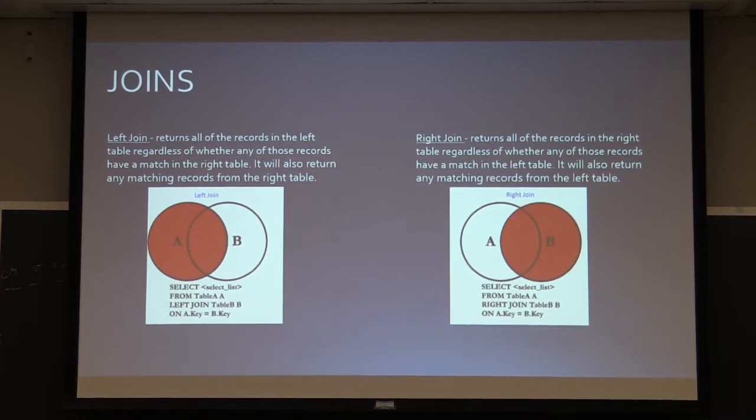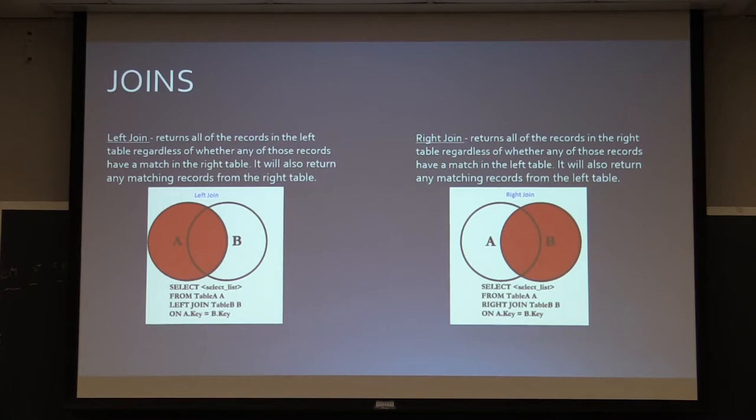Now, in addition to your inner and outer joins, you can do a left join and a right join. A left join will get you everything on the left hand table and anything that matches on the right hand table. Where we say inner join, C dot address ID equals A dot address ID, C dot address ID is the left hand side. A dot address ID is the right hand side.